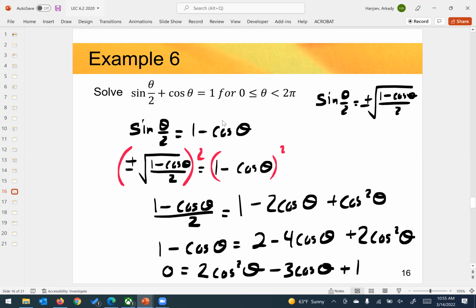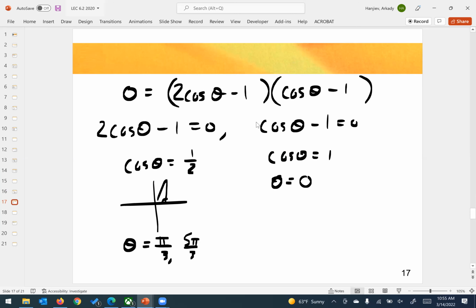Over 3, 5 pi over 3. Because the sine of 30 degrees is 1/2, and cosine of 60 degrees is 1/2. So just coming back here, here's where we finished, and these guys are checking which one works here. So plug it back into the original, see which one works here.